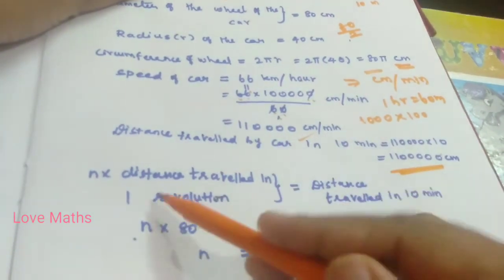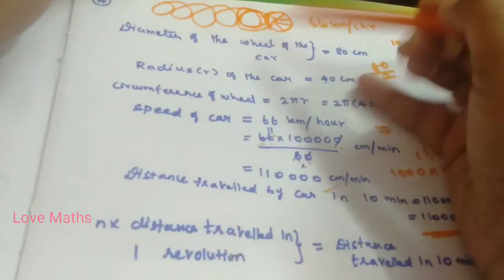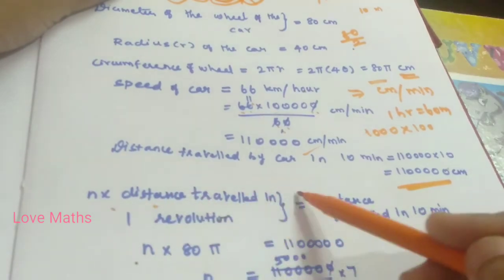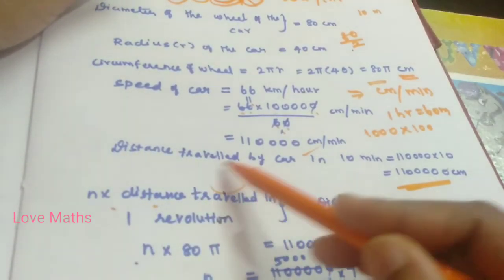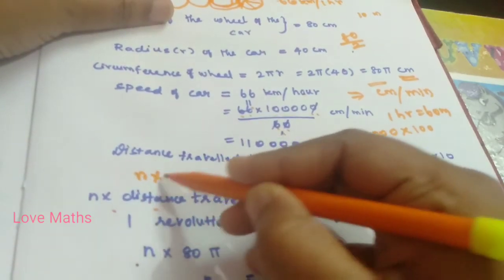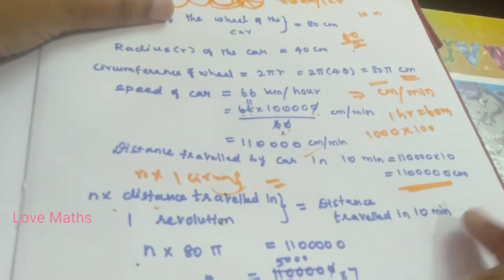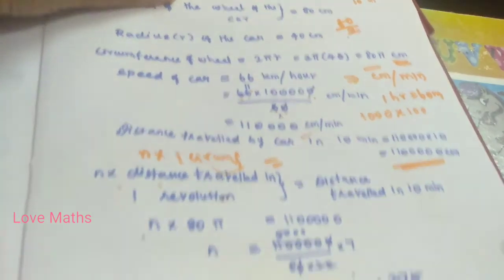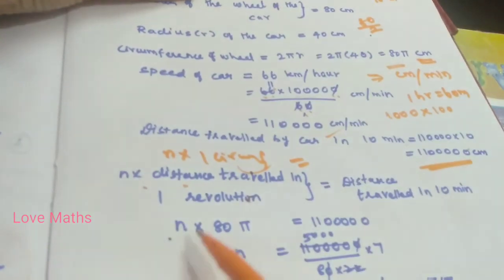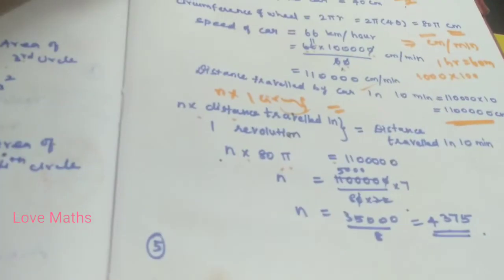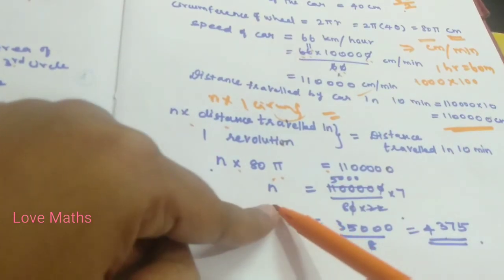So n means how many times it rotates, which we don't know. Number of rotations into the distance travelled in one revolution, that means circumference, equals the total distance travelled in 10 minutes. So the number is unknown. N into the circumference, 80 pi, equals that 10 minutes distance. So I only require n.